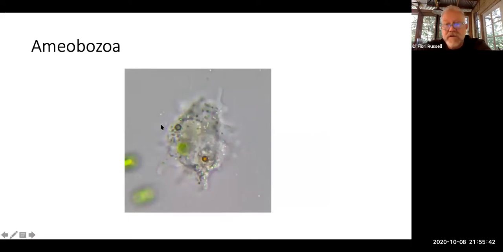Amoebozoa, these are also heterotrophs. They eat other things. You can see some chlorella, single-celled green algae there. They always are kind of asymmetrical.